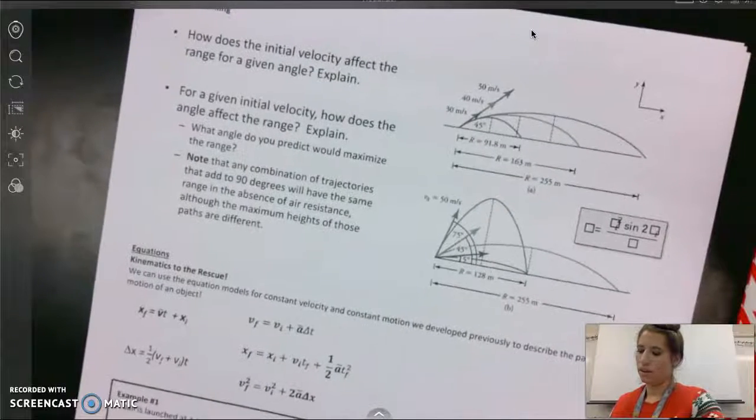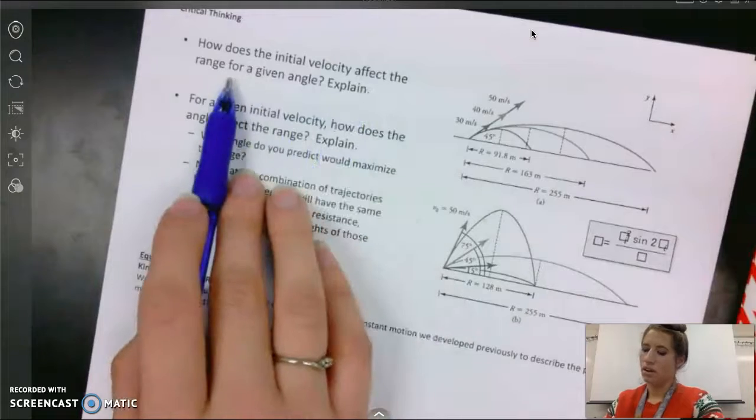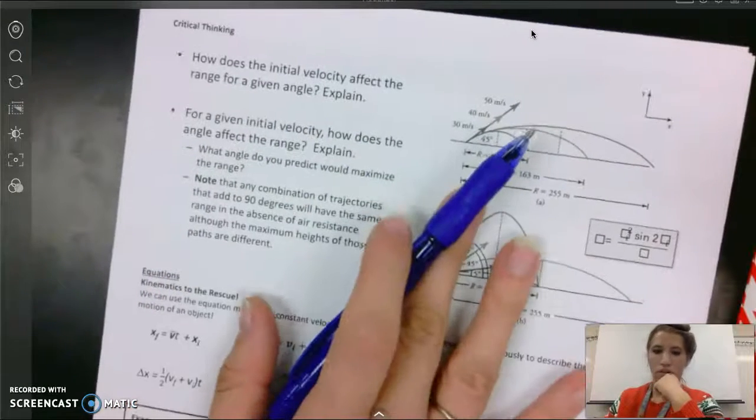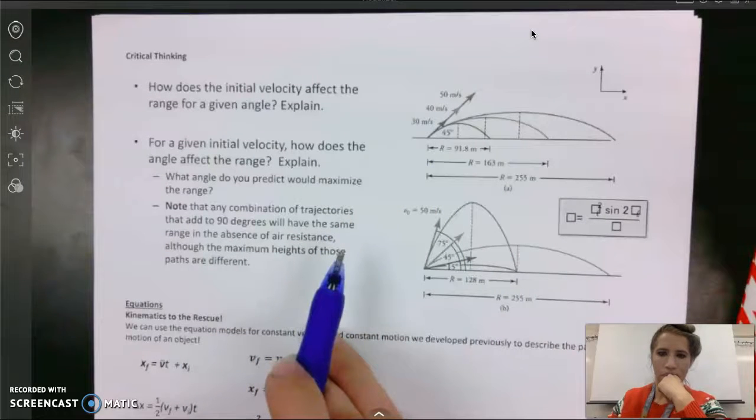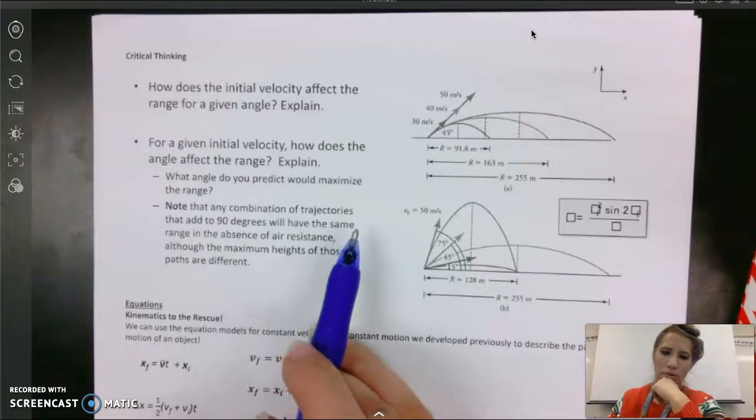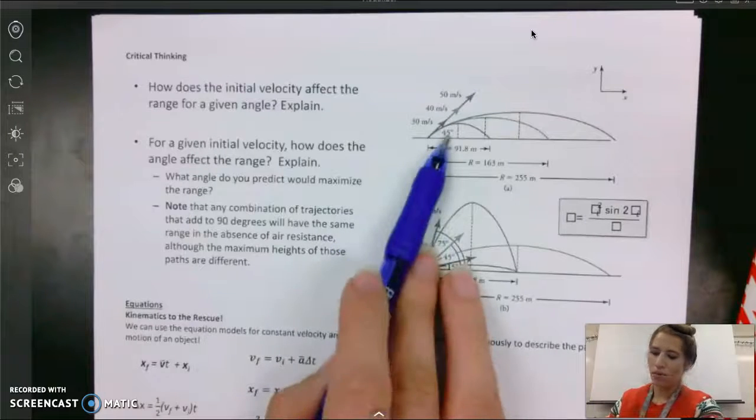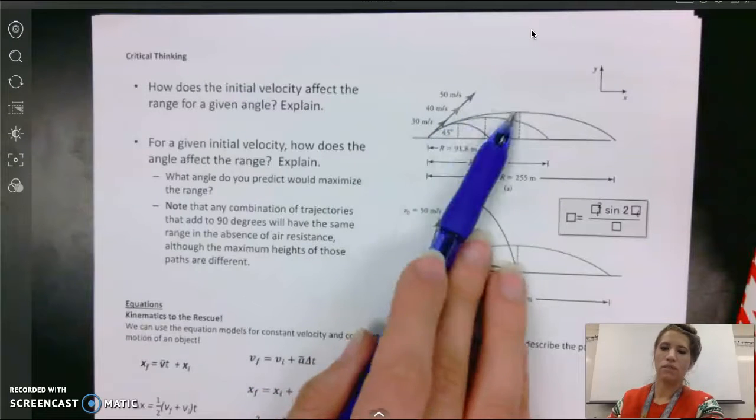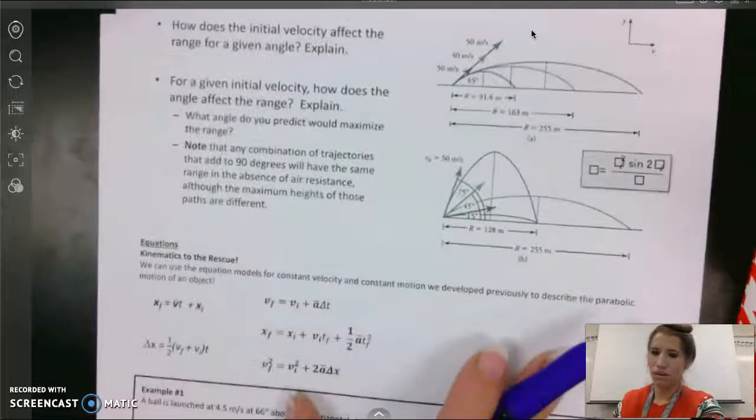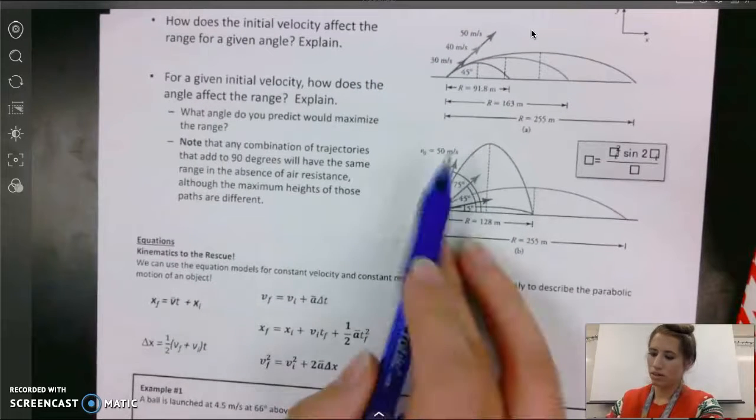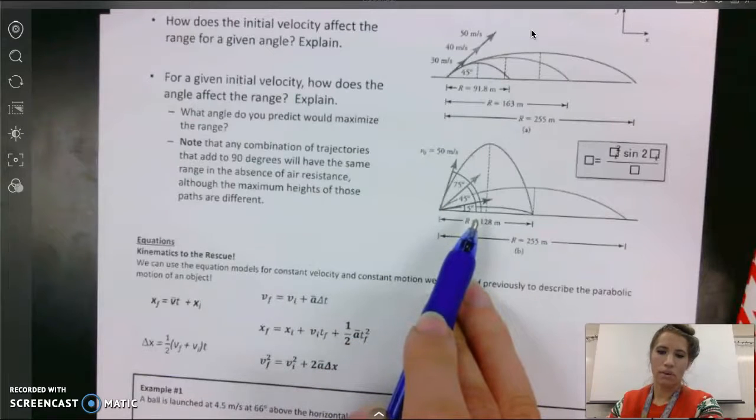Now, how does the initial velocity affect the range for a given angle? Something to keep in mind: we do have an optimal angle. What we mean by this is if I'm always at 45 degrees, but I increase my initial velocity, then the object will go further and further. But what if I keep the same velocity? What if in every single situation my initial velocity is 50 meters per second, but I'm changing the angle at which that happens?